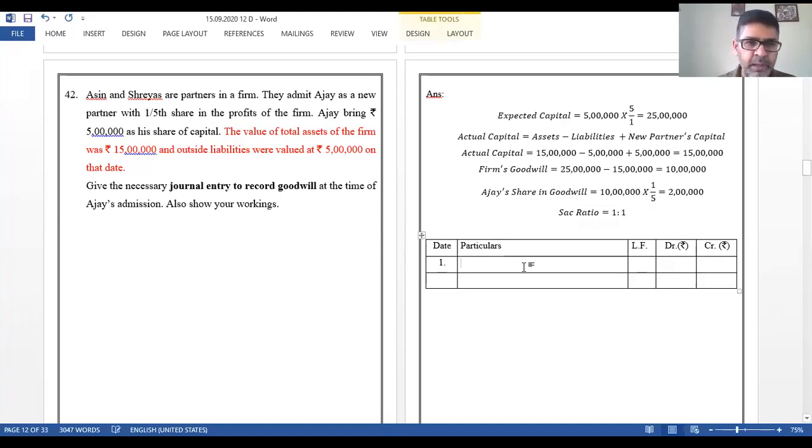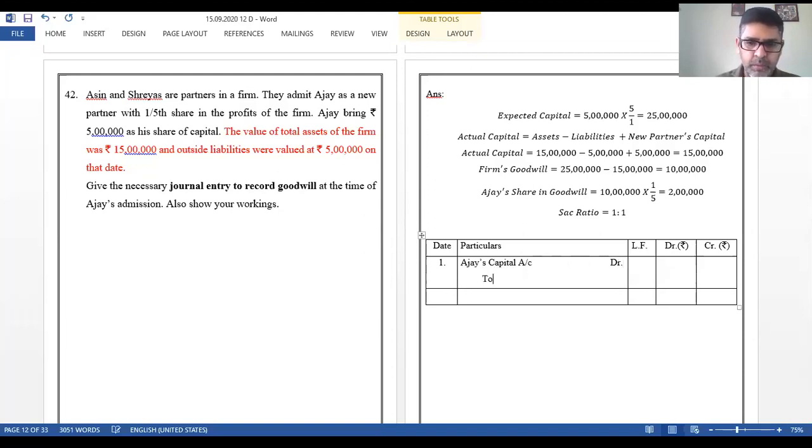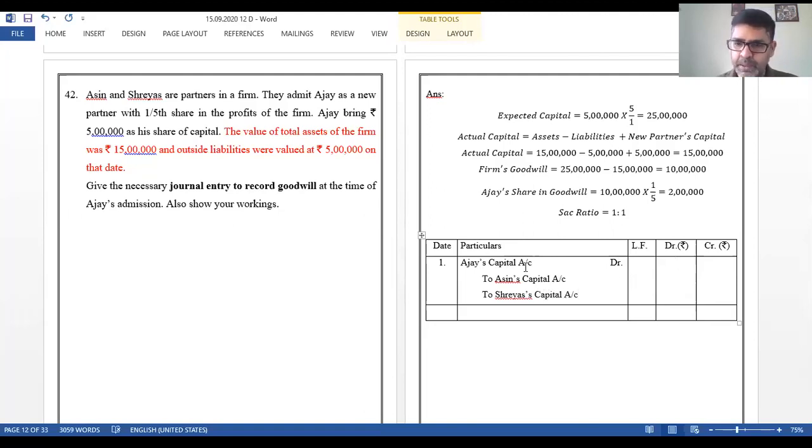So let us write the entry for goodwill now. As I told you, goodwill is not brought in cash, so we need to take it from the new partner's capital account. New partner is Ajay, so Ajay's capital account will be debited, to Asim's capital, and to Shreyas's capital, rupees 2 lakh, and because the sacrificing ratio is equal, so 1 lakh each. Done.